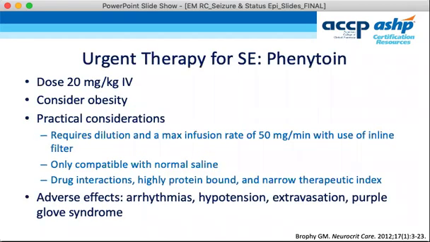So let's look at our individual agents for status in adults. We'll first talk about phenytoin. Phenytoin is dosed at 20 milligrams per kilogram. There's no specific dose cap that's recommended in the guidelines. In practice, usually you see around 2,500 to 3,000 milligrams.